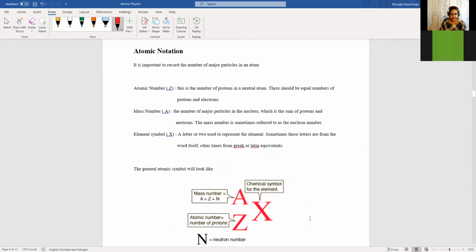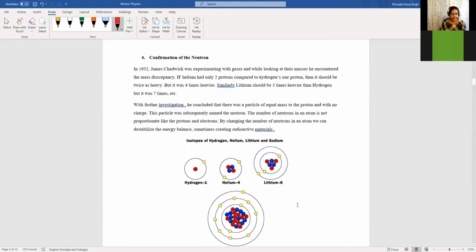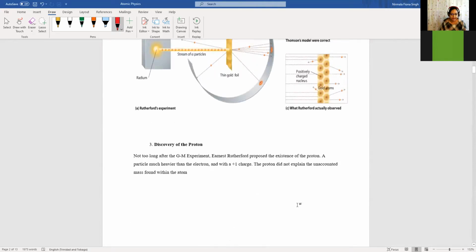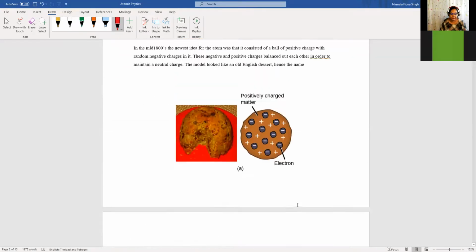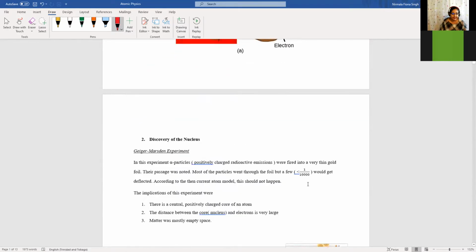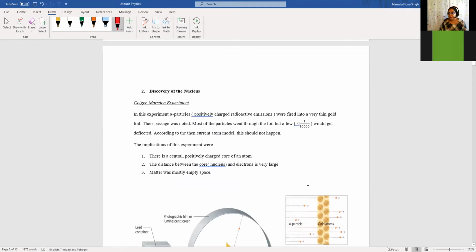All right, we've looked at atomic notation. We looked at the evolution of the atomic model, how we went from, I'm going back in time here, the plum pudding model by J.J. Thomson, which would have been in the 1880s. Then we had the discovery of the nucleus, done in the Geiger-Marsden experiment. This would have been in the 1900s.